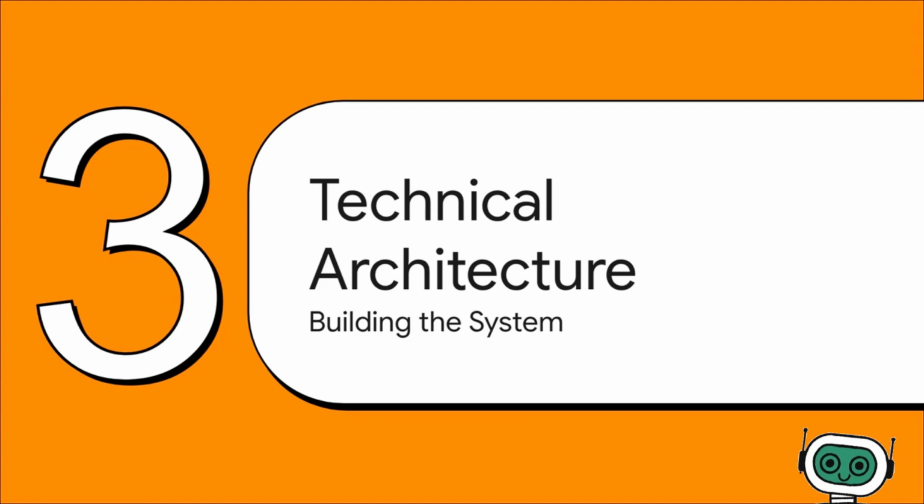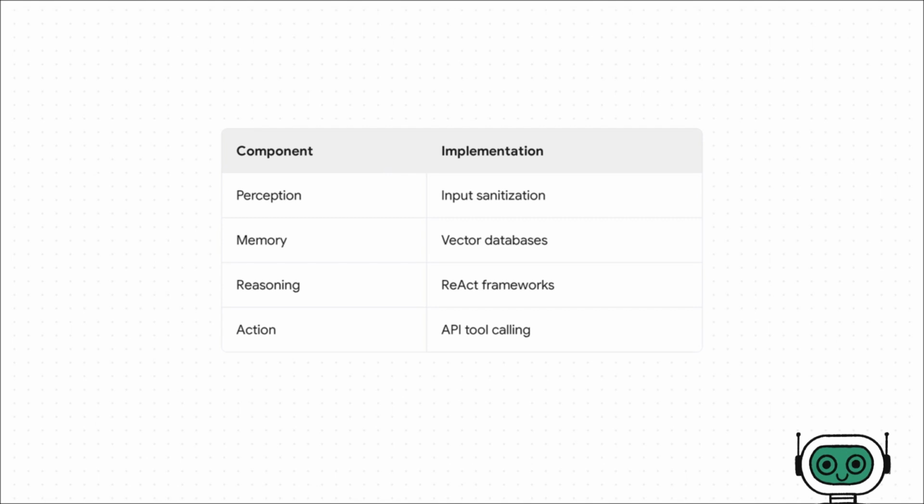Okay, let's dive into Section 3, the technical architecture. Let's step away from the human analogy for a second and translate this directly into the formal technical terminology you'll see in software engineering. So the assistant senses become the perception module. This handles input sanitization and multimodal ingestion. Basically, it takes in unstructured text, structured API responses, or images, and normalizes that data safely.